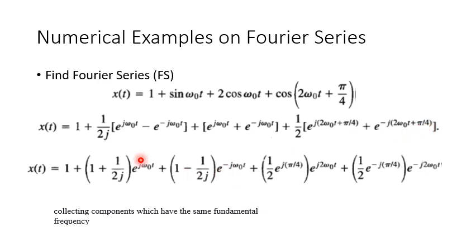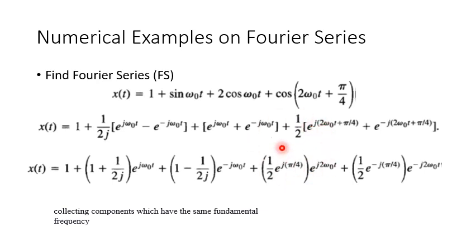So then we collect the terms which have the same fundamental frequency, right? So we have a term 1 by 2j e power j omega naught t, and again we have e power j omega naught t. So if I write it together, or collect it, then this basically becomes 1 plus 1 over 2j, e power j omega naught t. Similarly, for e power minus j omega naught t, we have it here, and again we have it here. So this has the coefficient 1 by 2j, and this has coefficient equal to 1. So that means 1 minus 1 over 2j, e power minus j omega naught t.